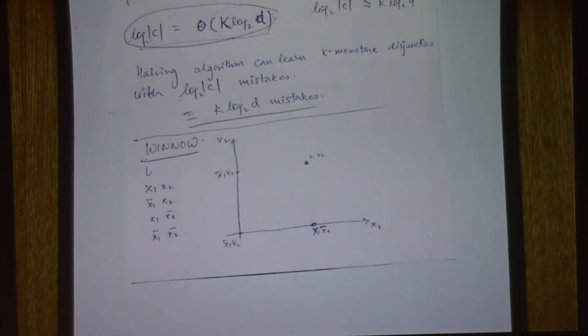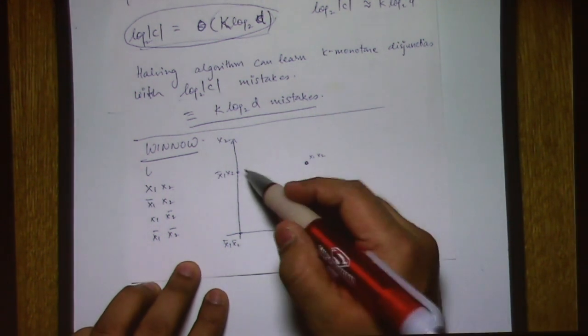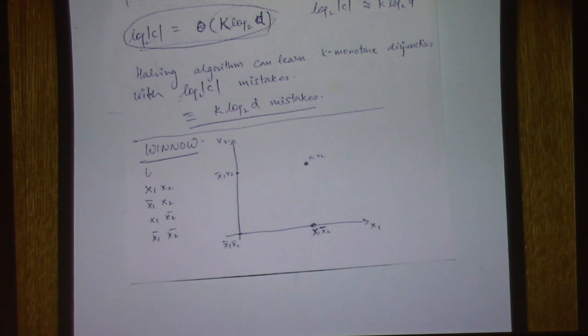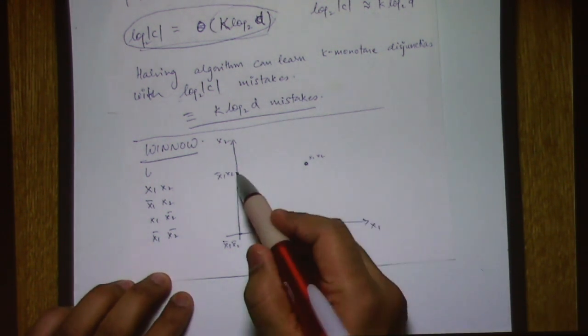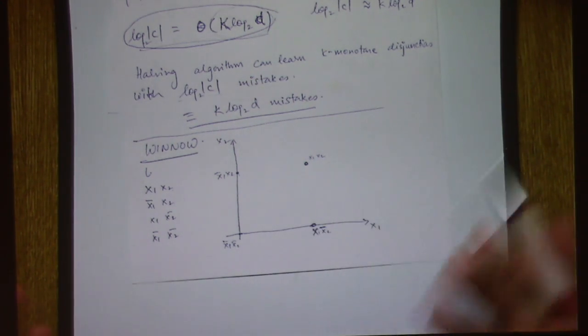Now, any concept will label these points, and they can label them in many ways. You can actually label them in 2 power 4 ways. You can call everything positive, or everything negative. However, if you are looking at only K-monotone disjunctive concepts, let's say here, for example, 2 monotone disjunctive concepts, those concepts can color these in certain ways.